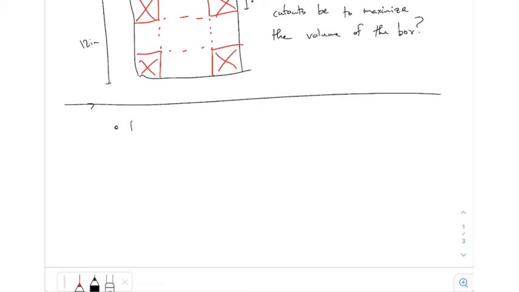So first of all, figure out what exactly needs to be maximized or minimized.